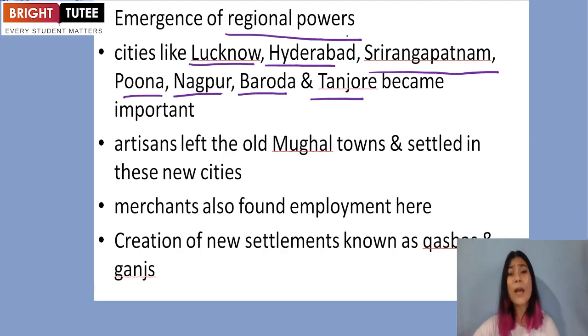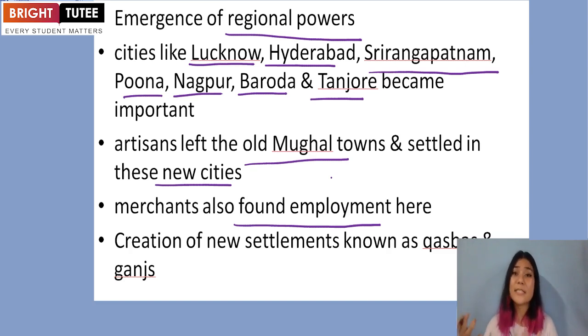Now, as the old cities lost their importance and new cities emerged with importance, those who traded in the old cities moved from the old cities to the new cities, for jobs, for employment, etc. So the traders and merchants found employment, as well as the artisans. Now, as a result of this, in these newly emerged cities, there was creation of new settlements called kasbas or ganj. This is where the people began to come and live.